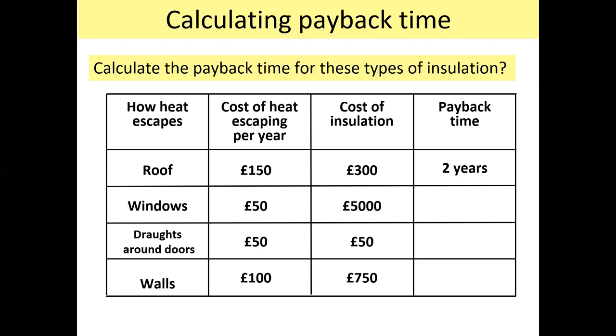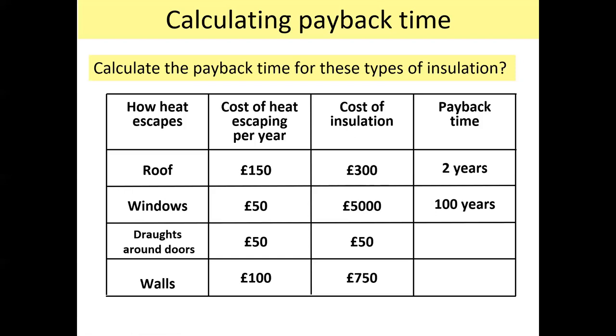Now, with double glazing, we know that heat does escape through windows. So to install double glazing would cost us about £5,000. But the cost to us of heat escaping through our windows per year is only about £50. So to work out payback time, we would do cost of insulation, 5,000, divided by how much that double glazing would save us per year, which is £50. So it would take 100 years before you started making a saving from installing double glazing.